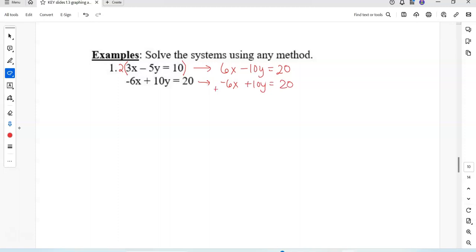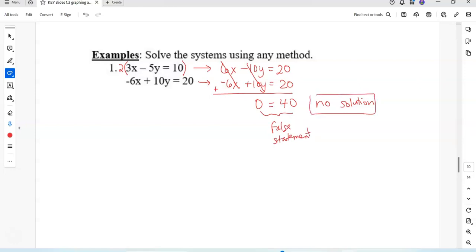So now we're going to add these equations together. This time you'll notice my x's cancel out, but oh my gosh, so do my y's. So that leaves me with 0. And if I do 20 plus 20, I get 40. So in this situation, we'd have no solution. And the reason being, this is a false statement. Okay? So we'd say there's no solution here. Okay?